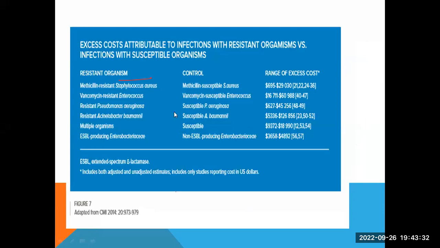So this is adapted from one of the studies published in 2014. I'm just flagging this to say that resistant organisms are not only about mortality and morbidity and length of stay in the hospital, but also about the range of excess costs.